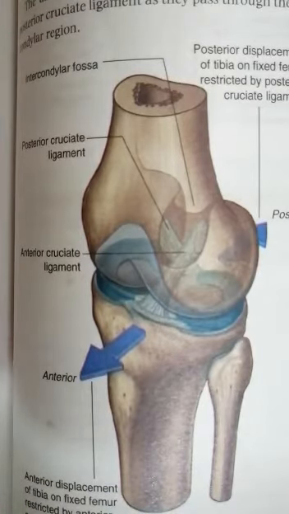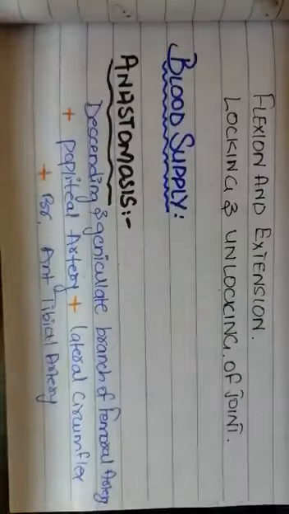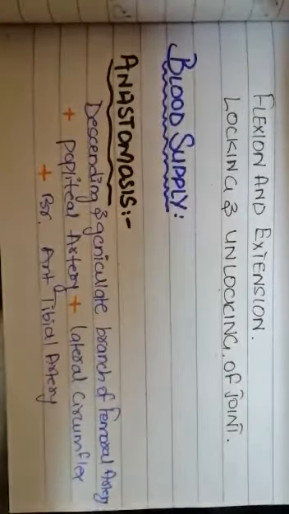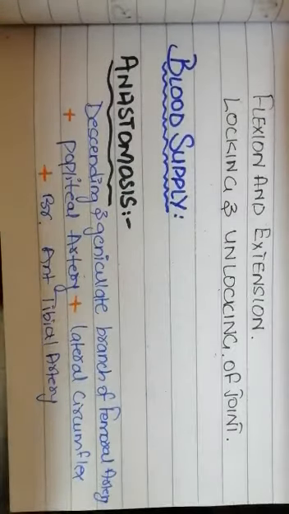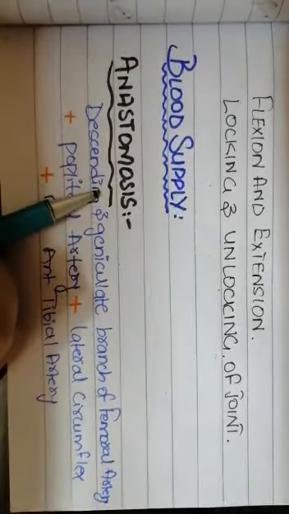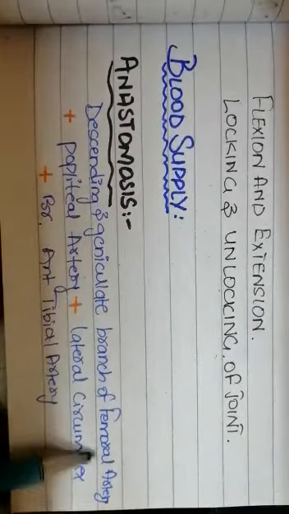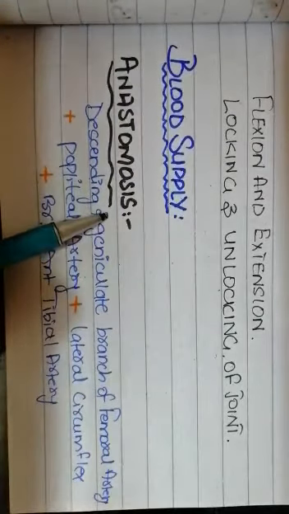Now coming to the blood supply of the knee joint. The last part of the video includes the blood supply of the knee joint. In this way, we are going to cover all the aspects of the knee joint. The blood supply of the knee joint is provided by an anastomosis. This anastomosis is provided by the geniculate branches of the femoral artery. That's why this anastomosis is also called the genicular anastomosis.